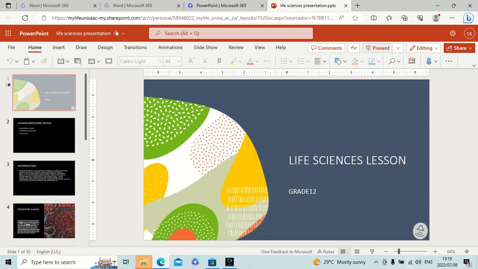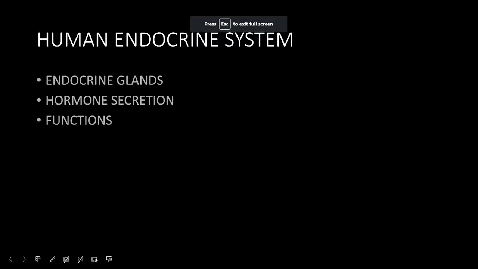Today's topic is the human endocrine system, where we'll be looking at these subtopics: endocrine glands and their location, hormone secretion and their function. By the end of this lesson, I'm expecting you to be able to define the endocrine system, understand glands and endocrine glands, and be able to distinguish between the endocrine and exocrine systems, hormone secretions and their functions.